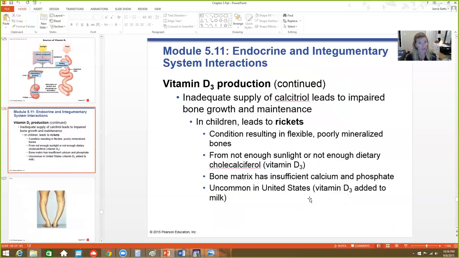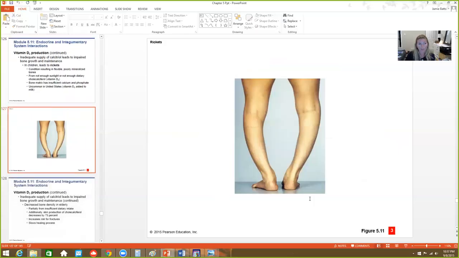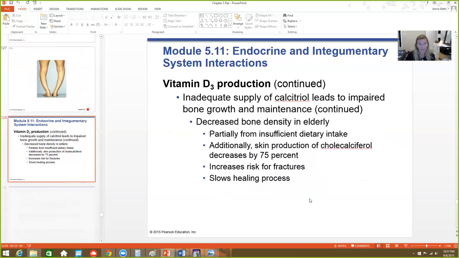Not enough sunlight can also result in this. Someone who works in an office or someone who doesn't go outside to play, children that just stay inside, can have vitamin D deficiency. The bone matrix is going to have insufficient calcium, insufficient phosphate. Fairly uncommon in the U.S. because we have vitamin D added to a lot of our products like milk, but in other countries it is a very common disorder. Again, rickets, just making your bones flexible.